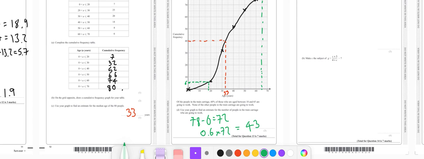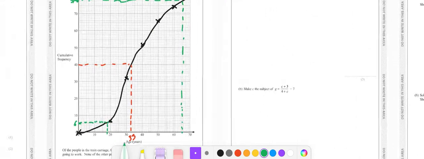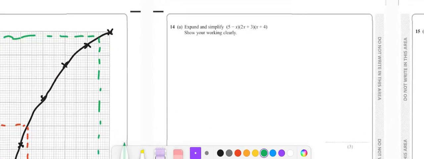So the number of people I'm going to estimate is 43, but you'd get marks if you put 43, 42 or 44. But an estimate is the number of people, so we want a whole number.